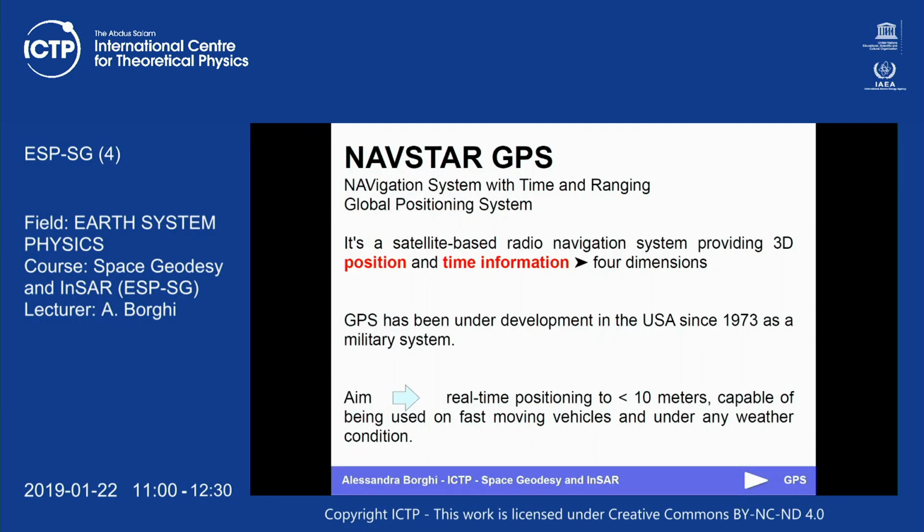Okay, now we're speaking about the NavStar GPS system. NavStar means navigation system with time and range in global positioning system. It's a satellite-based radio navigation system that gives us information on position, but also on time, clock information. So we are speaking of 4 dimensions, 3 for the positioning and 1 is the time.